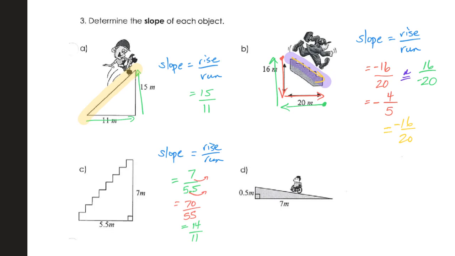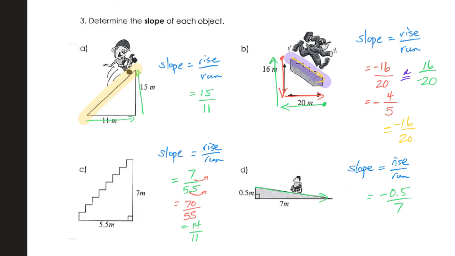Okay, I'm going to leave you guys with D. I want you to try D on your own. Okay, pause it now. Okay, so hopefully I see that slope is equal to rise over run. My rise in this case is 0.5. My run in this case is 7. However, one of those has to be negative because we see that that ramp is falling to the right. There we go.